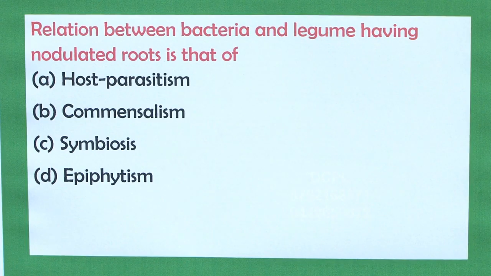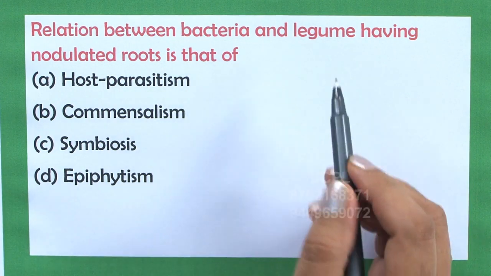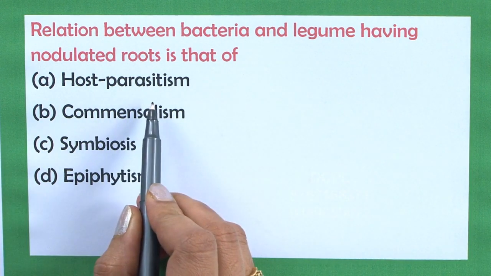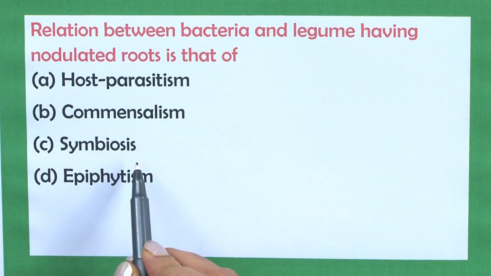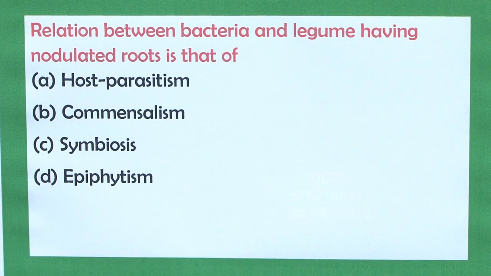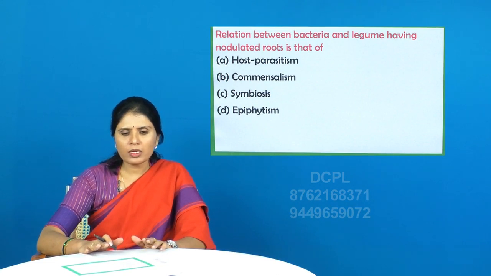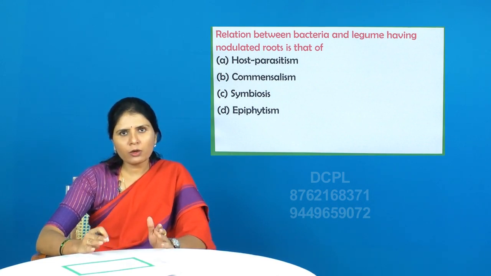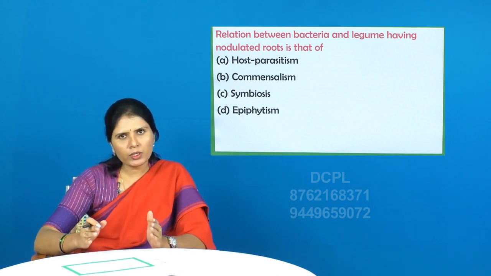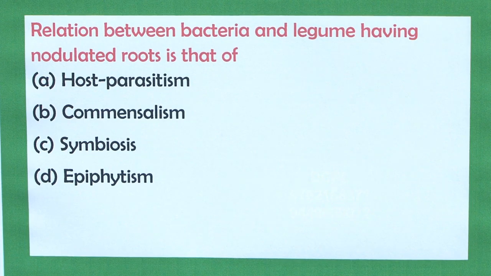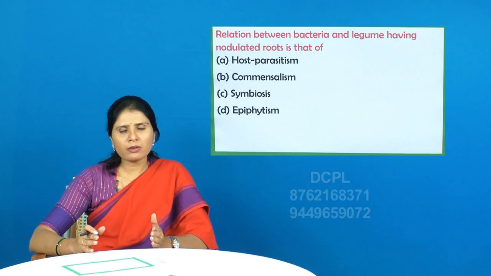The next question says, the relation between bacteria and the legume having nodulated root is that of host parasitism, commensalism, symbiosis, or epiphytism. The bacteria residing in the nodulated roots of leguminous plants, are they showing a host parasitic relationship, or commensalism, or a symbiotic relationship, or epiphytism? What exactly is commensalism? Commensalism is where one partner is benefited and the other one is neither benefited nor harmed.